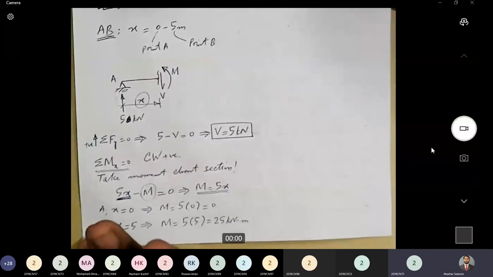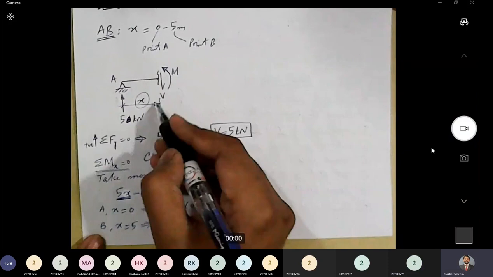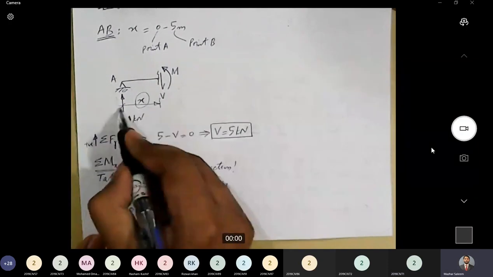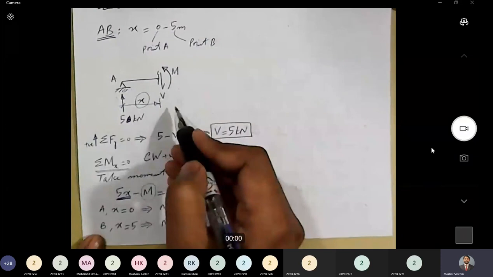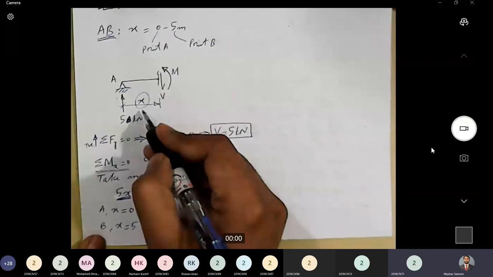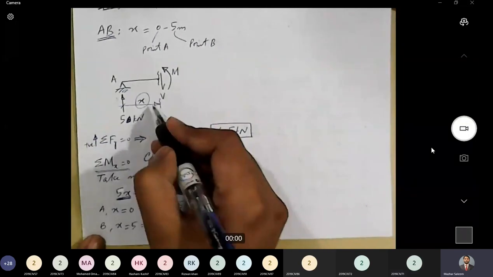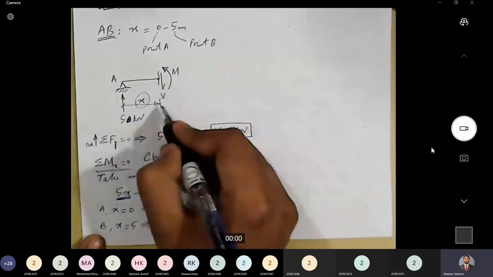x is the location of the section, and we will always mark it from the left side, the left support. We will always do that. It can never be marked from the section. We will not do that. Because we want to take sum of moments about the section, for that the end point of x should be the location of the section.